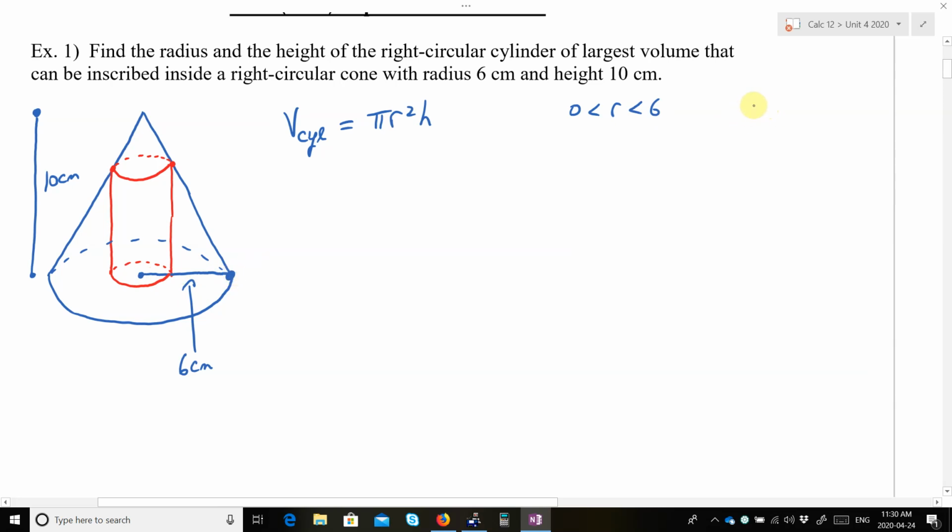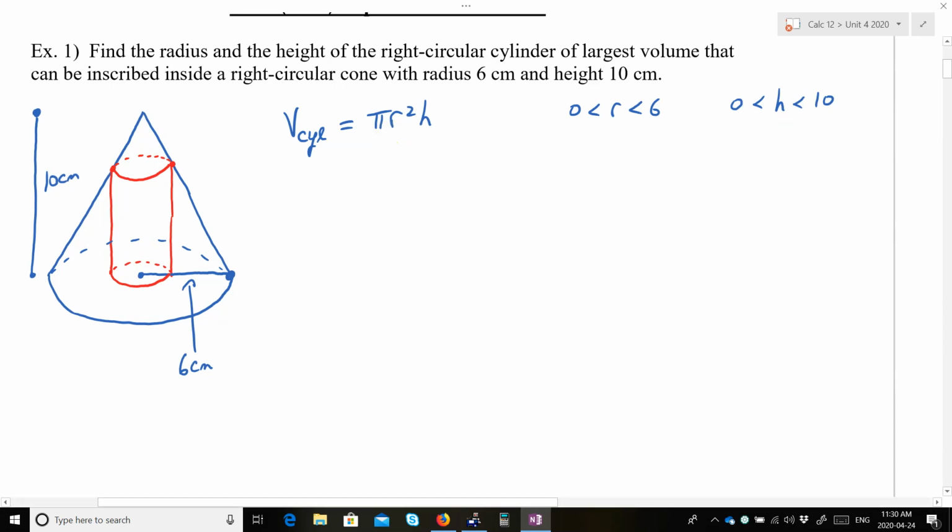And also the h has to be greater than 0, realistically, for it to be a cylinder, and it can't be taller than the 10 centimeters that the cone is. So h has to be between 0 and 10. Okay, so that's what we have so far.